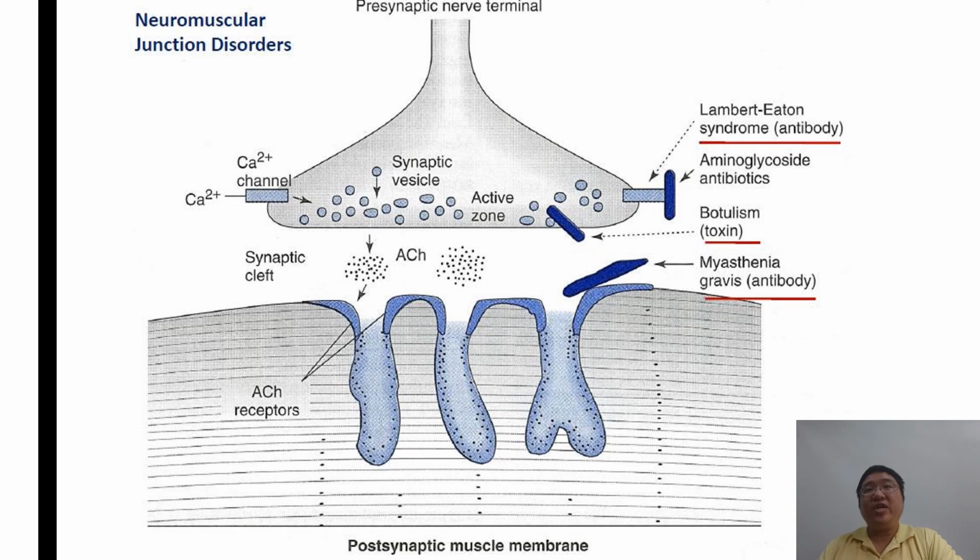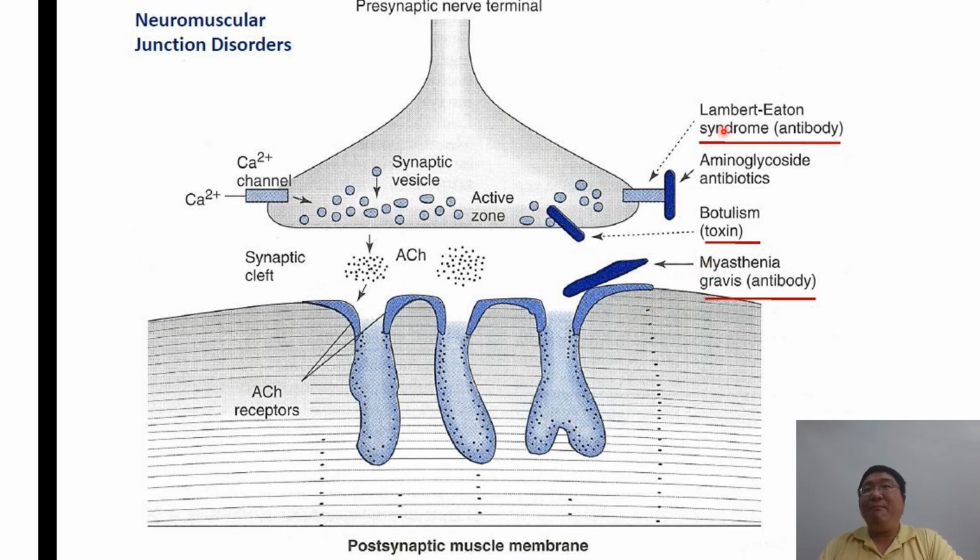And this figure demonstrates some diseases that affect this area. So myasthenia gravis is the blockade of acetylcholine receptor. In this disease there is antibody that binds acetylcholine receptor, resulting in inability of the acetylcholine to bind to its receptor.